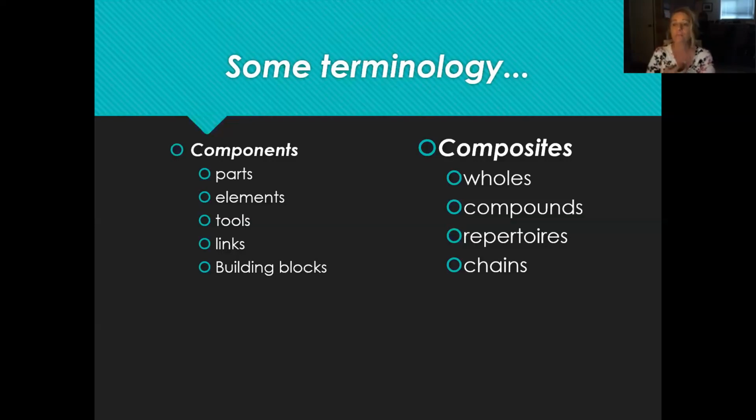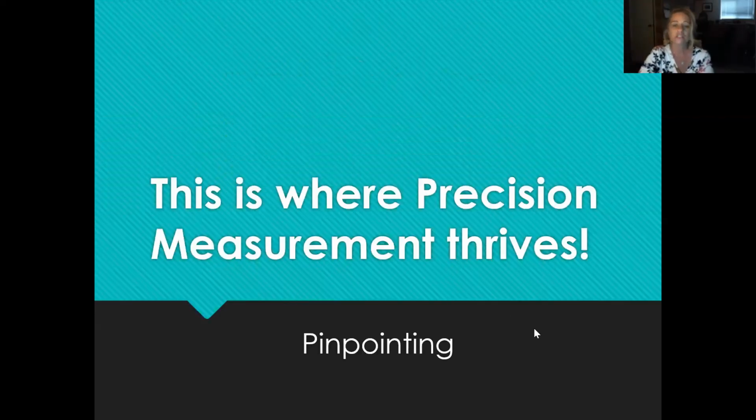So when I'm talking about components, I'm talking about parts of skills, elements of skills, the tools needed to be successful in doing a skill, the links that link together to create a skill, and the building blocks that lead up to skills. And we can also talk about pinpoints. But pinpoints can also be composite skills or composite behaviors. And we're talking about whole behavior chains together, compound chains, repertoire areas, or chains of behavior. I just want to make sure I get that out there so we're all thinking about the same terminology as we go. This is where precision measurement thrives, in the pinpointing.